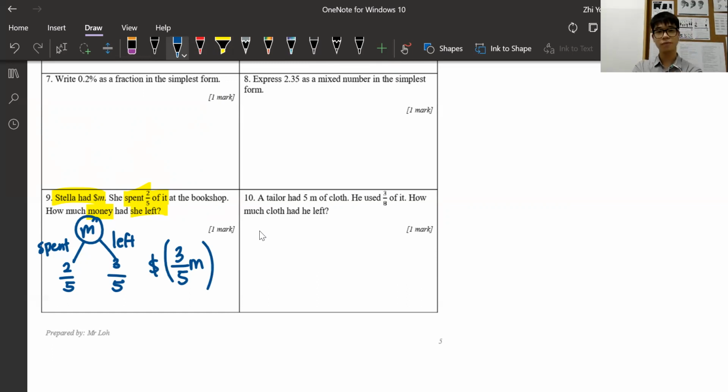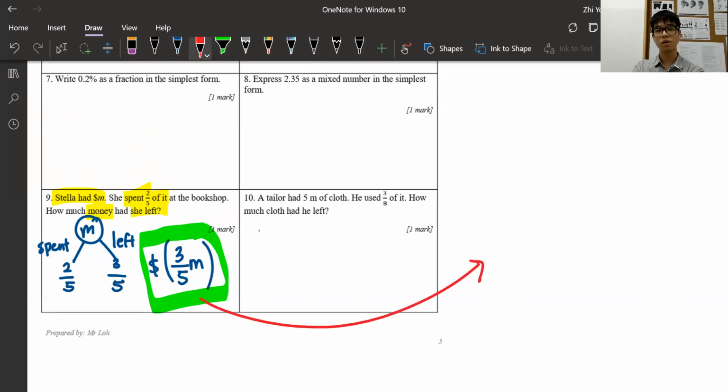Okay, when we discuss this one, I need to bring you to one very important thing, the way you write something. Okay, let's come back to here. Let me just ask you, 3 over 5 M, 3M over 5, and 3 over 5M. Are the 3 of them the same thing? Again, I give you just 3 seconds think time. Think about it.